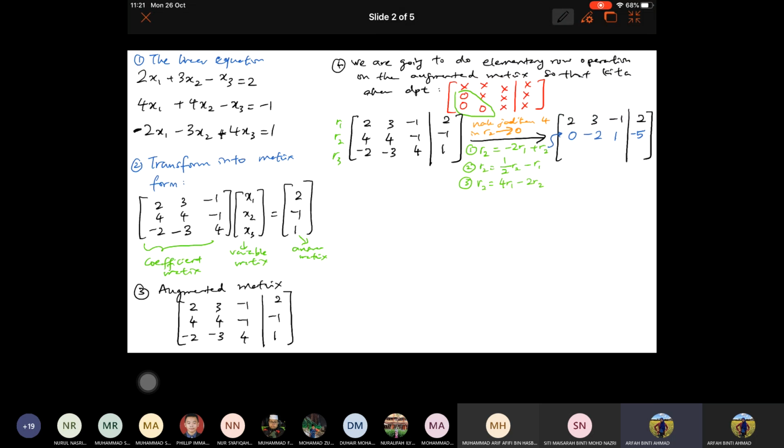So row 3 ada berbeza? Tak kan? Row 3 remain the same, so you just copy the elements in row 3. So copy je the elements in row 3.